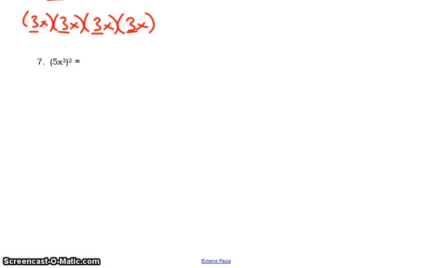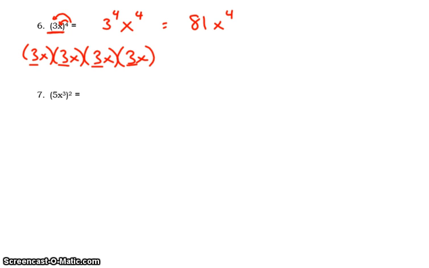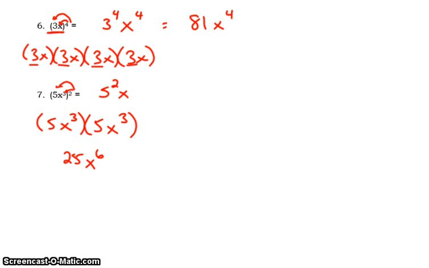Now number 7, I've got 5x to the 3rd raised to the 2nd power. So I can write 5x to the 3rd out twice and say 5 times 5 is 25. And x to the 3rd times x to the 3rd is x to the 6th because I add exponents. Or the shortcut is that the exponent goes to each term. So it's 5 squared. And when I have a power to a power, I multiply the exponents. We get the same answer either way.